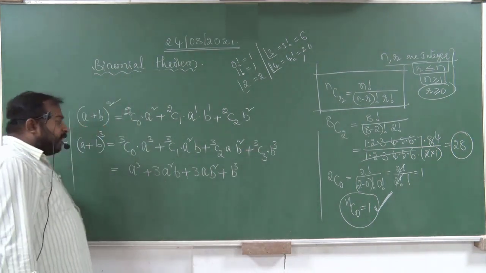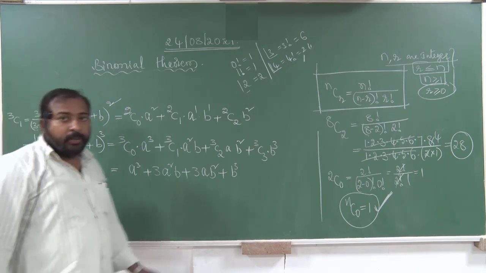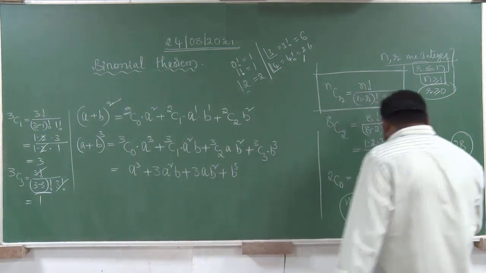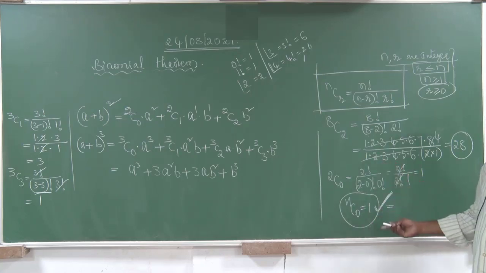Of course, the 3C3 value. What is the 3C3 value? Calculate here. 3C3 is equal to 3 factorial by (3 minus 3) factorial into 3 factorial. 0 factorial is 1, 3 factorial cancels, giving 1. So even here, one more important point: NCN, of course NC0 value is 1, as we just calculated.